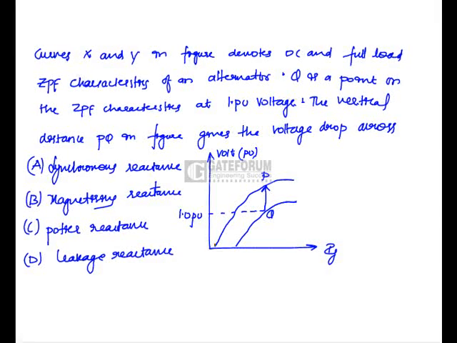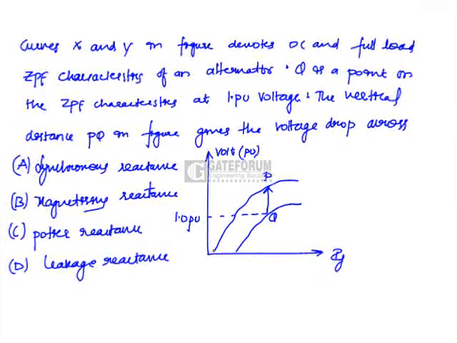And Y in the figure denotes the OC and full load test. Okay, this is curve X, the OC test. This is curve Y, the ZPF characteristics of an alternator. Now Q is a point on the ZPF characteristics at voltage 1 per unit. The vertical distance in the figure gives a voltage drop across.